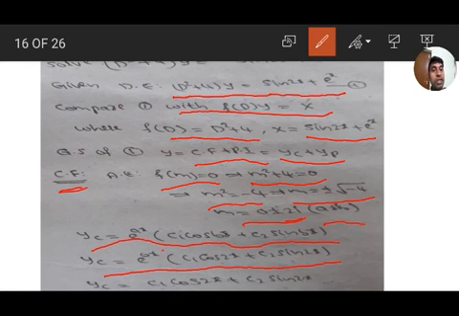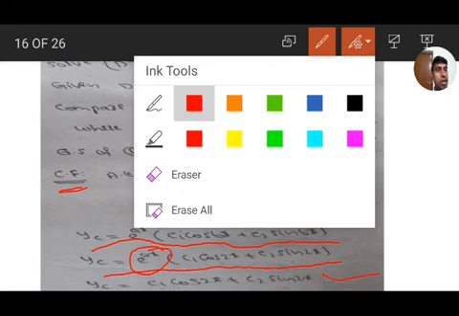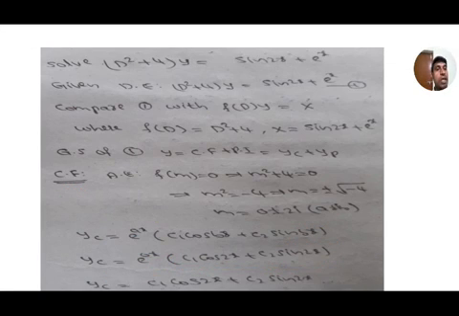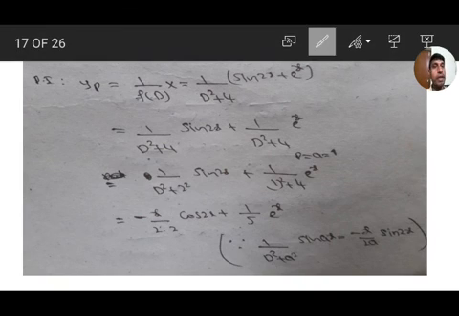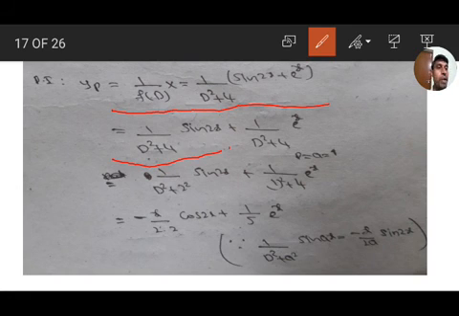E to the power of 0x means 1. So complementary function is c1 cos 2x plus c2 sin 2x. Next, particular integral. Yp equal to 1 by f of d into X, that is 1 by d square plus 4 of sin 2x plus e to the power of x. So 1 by d square plus 4 sin 2x, and 1 by d square plus 4 e to the power of x.